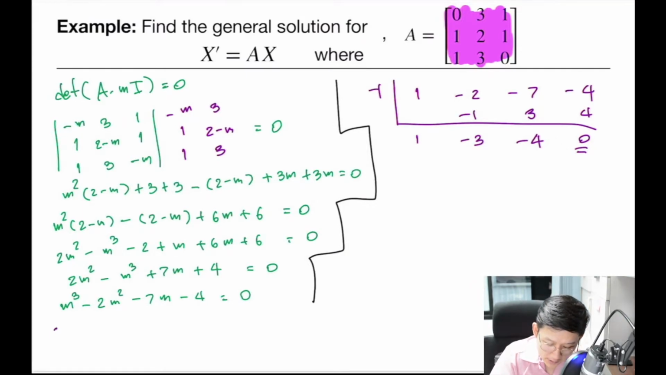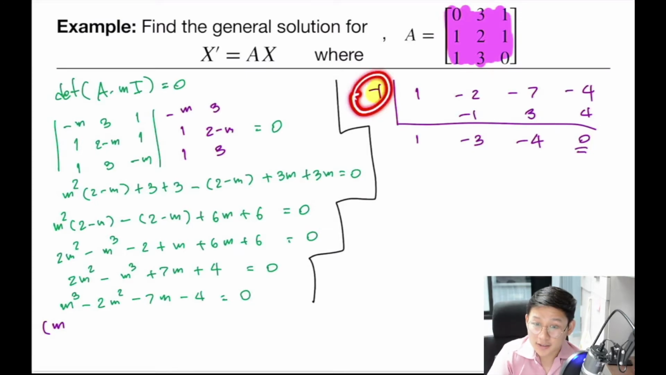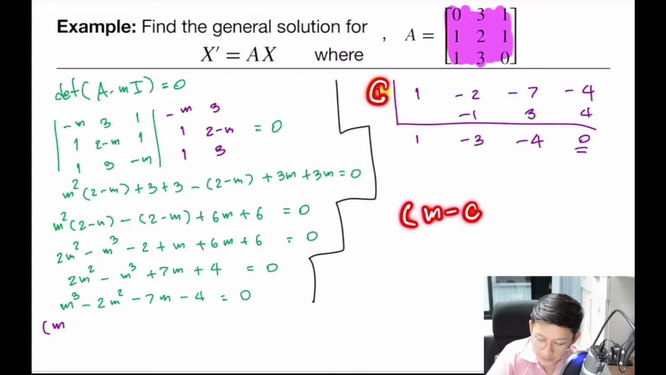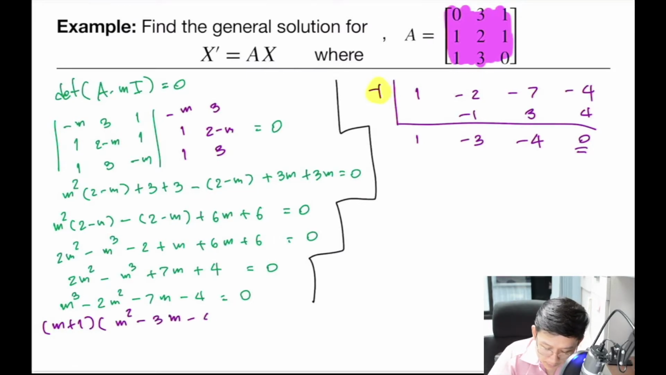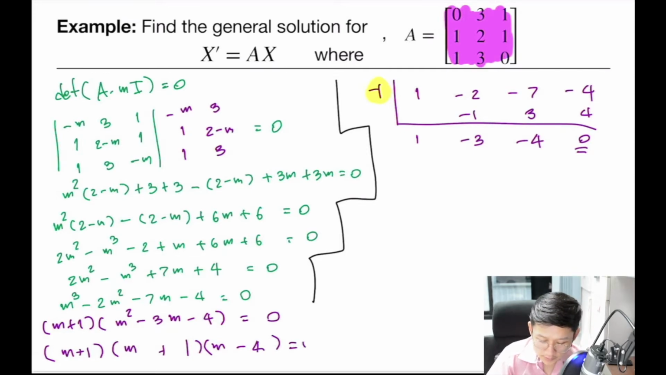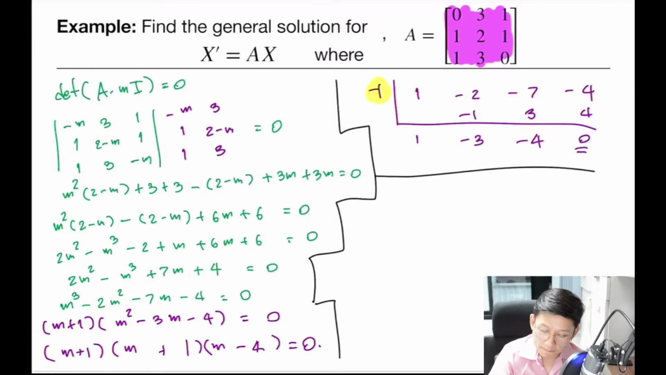Okay, and that means this polynomial can be written as m minus this number. If this number is c, the factor would be m minus c. So m minus minus 1, that would be m plus 1. And here m squared minus 3m minus 4 equals 0. So you get m plus 1, and here 4 and 1, so m minus 4. That means your m is minus 1, minus 1, and 4. Okay, so I'll call m1 equals minus 1 and m2 equals 4.